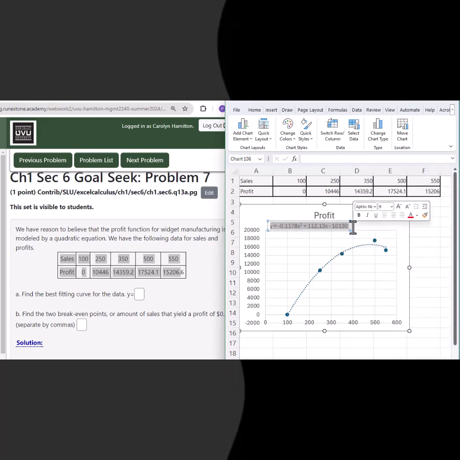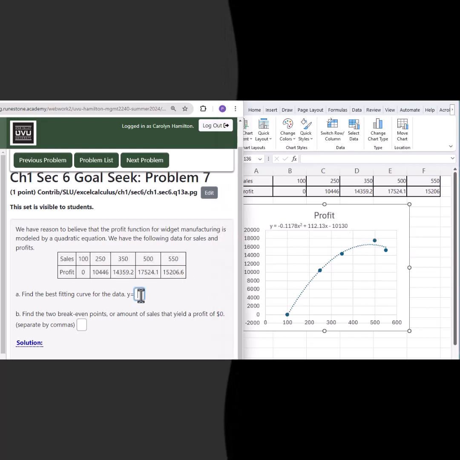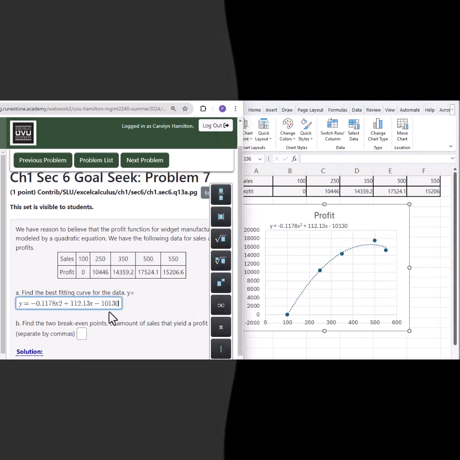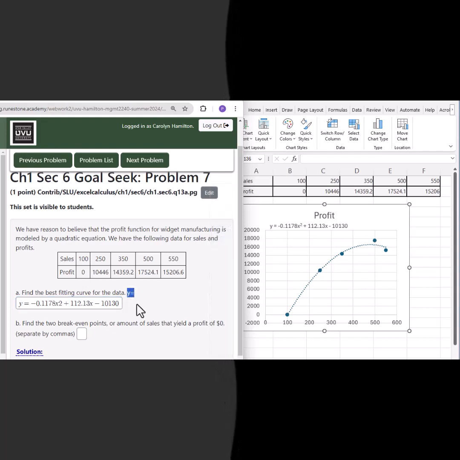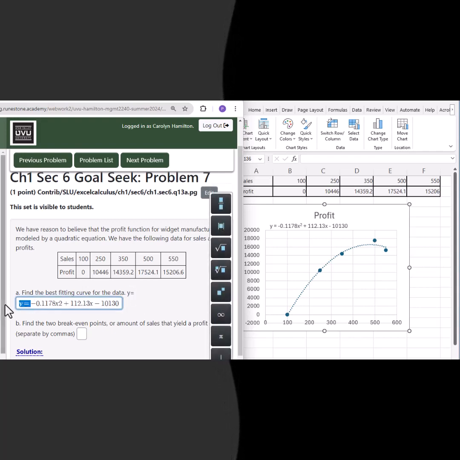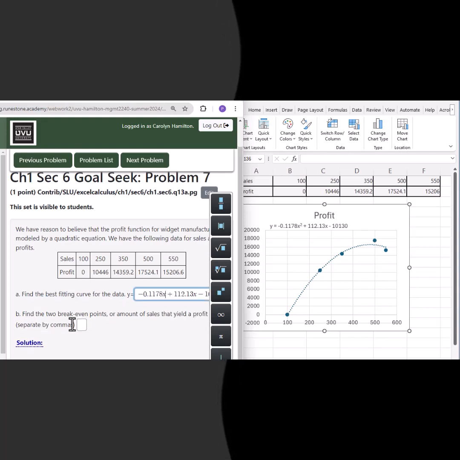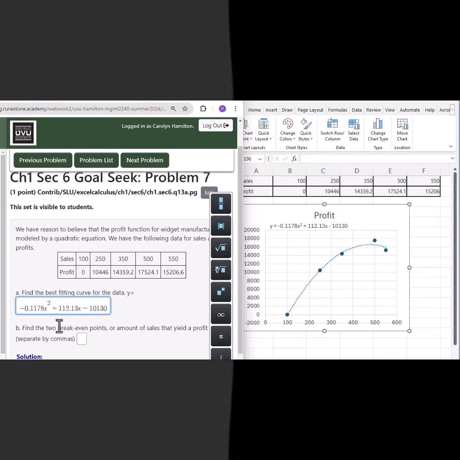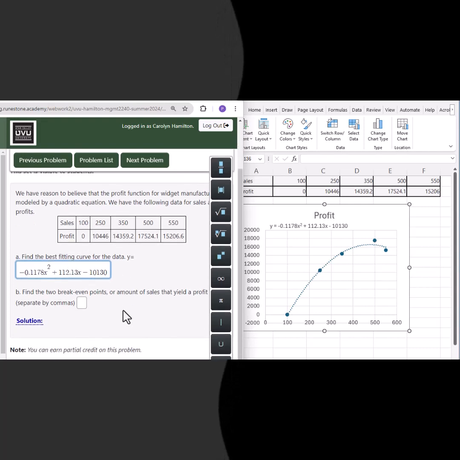Okay, let me copy this. And I'll need to change the formatting a little bit. So notice that WebWork already has the y and the equals, so I need to take that out or else it would be marked wrong. Negative 0.1178x, and then change the formatting, squared. All the rest of it looks like it will be okay.